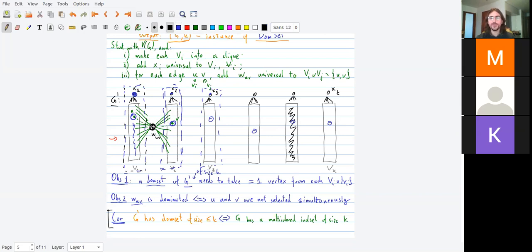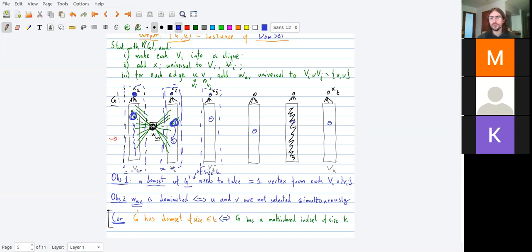And now a vertex WUV created for the edge UV is dominated by this choice if and only if U and V were not taken simultaneously. Because if they were taken simultaneously, there are those two non-edges. But if instead of this vertex V, I took somebody else, then WUV is getting dominated. And this is exactly what we wanted, because the constraint that this vertex is getting dominated is equivalent to saying that these two vertices U and V cannot be taken simultaneously, which is exactly the constraint in the multicolored independent set instance that was imposed by the edge UV. Because I cannot take two adjacent vertices into the independent set.